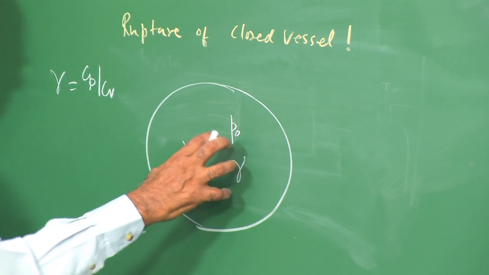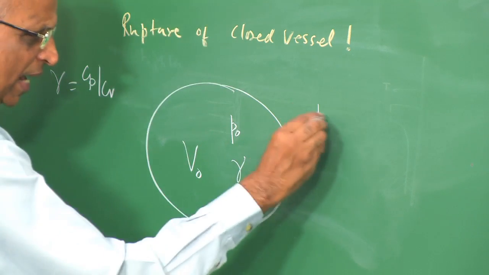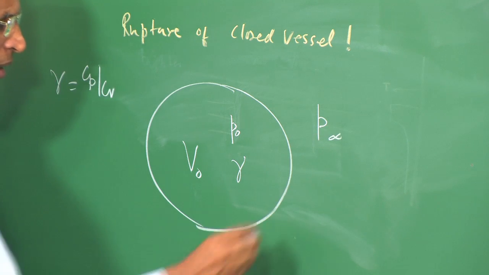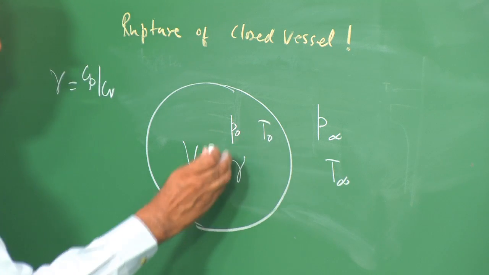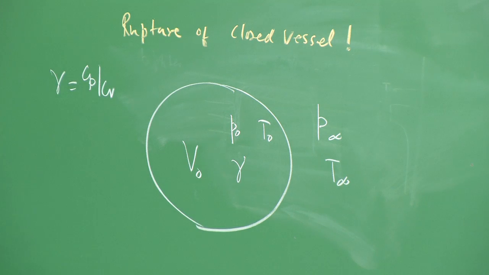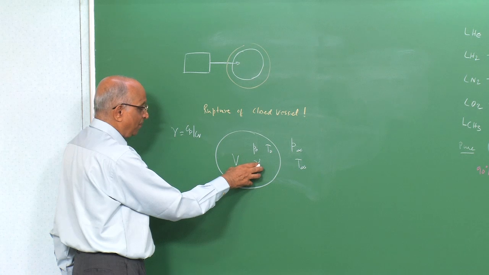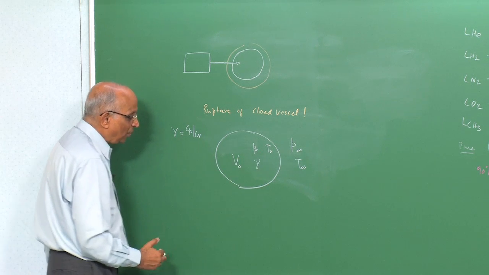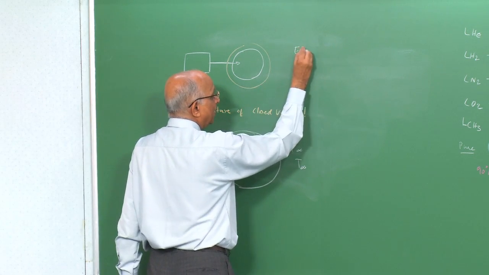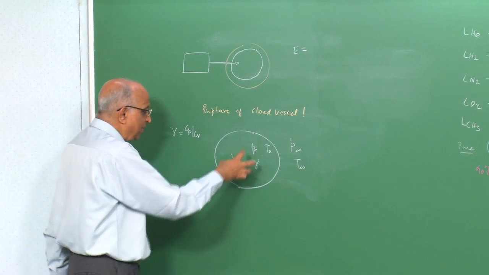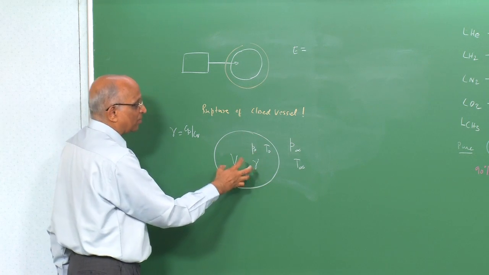Let this pressure vessel, which explodes at a pressure P0, let the ambient pressure be P ambient, let the ambient temperature be T ambient, let the temperature here be T0 corresponding to pressure P0 over here. I want to find out what is the energy released in this particular rupture, and how do I say? Well, the energy released in this rupture, let us say E, is equal to the initial internal energy which is contained by the gas over here. Mind you, it is a constant volume explosion.